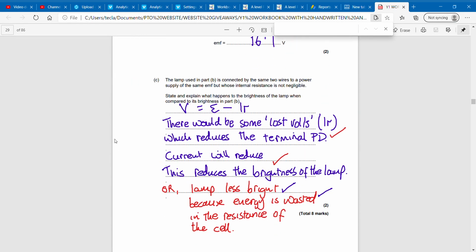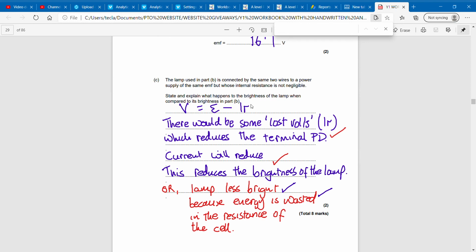Part C. The lamp used in Part B is connected by the same two wires to a power supply of the same EMF, but whose internal resistance is not negligible. State and explain what happens to the brightness of the lamp when compared to the brightness in Part B. So basically, the lamp is less bright, so there will be some lost volts now, which reduces the terminal potential difference, and that then reduces the current, and that reduces the brightness of the lamp.